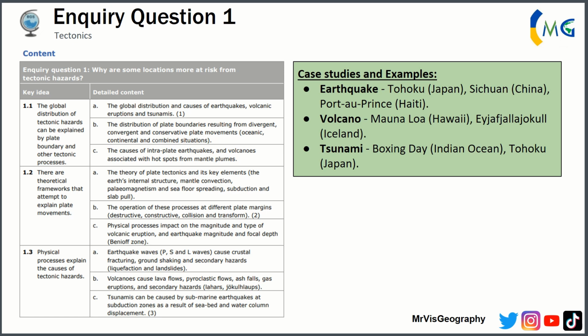The two tsunamis are the Boxing Day tsunami of 2004 in the Indian Ocean, and then the Tohoku tsunami, which is the same event as the earthquake. The earthquake killed no one, whereas the tsunami had a devastating impact and killed about 20,000 people. Same event, but two different hazards, because tsunamis are secondary impacts of earthquakes.